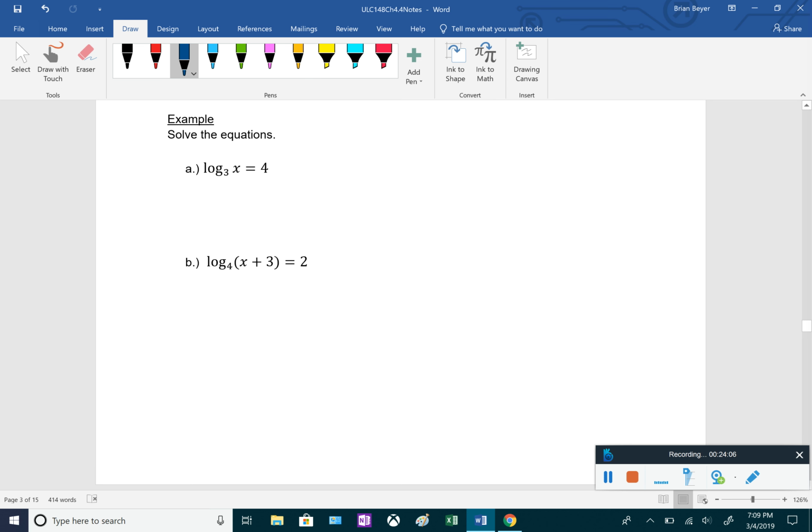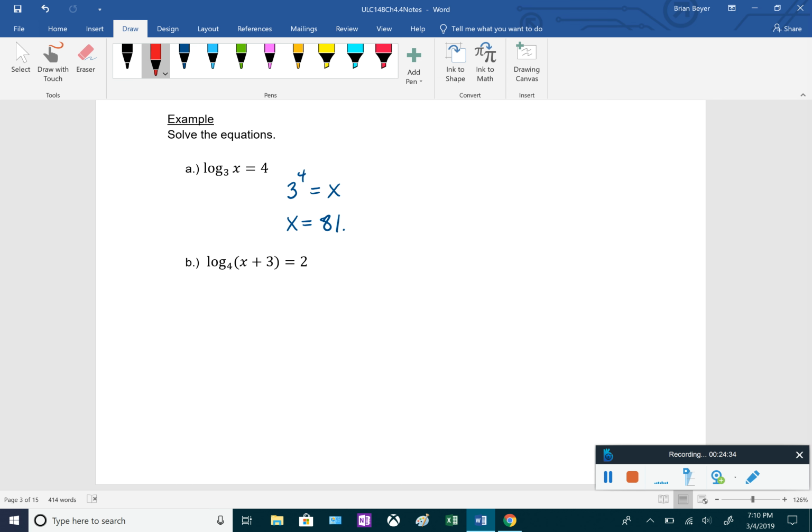So log base 3 of x equals 4. So isolate the logarithm. It's already isolated. So let's just convert this right into exponential form. So exponential form is going to be 3 to the 4th equals x. 3 to the 4th is 81, so we get x equals 81.